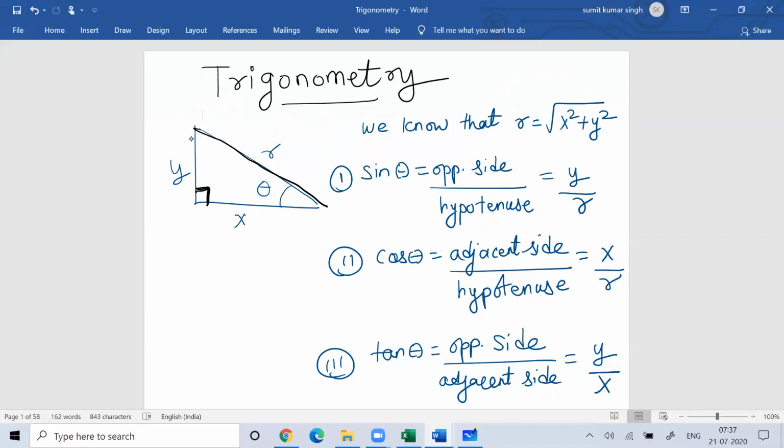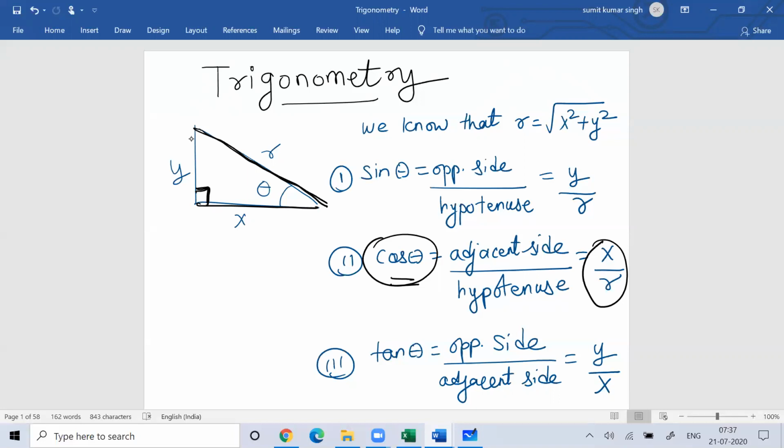The next terminology you should know is called cos theta. Cos theta basically means your base divided by your hypotenuse. That is called cos theta. So your base divided by hypotenuse. As you can see, cos theta means x by r.